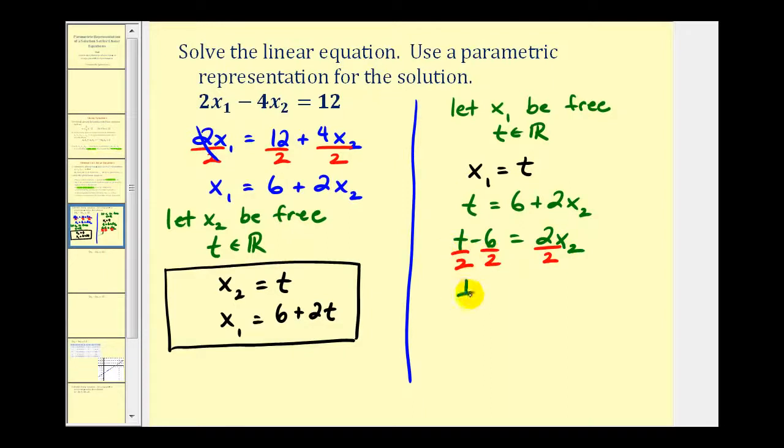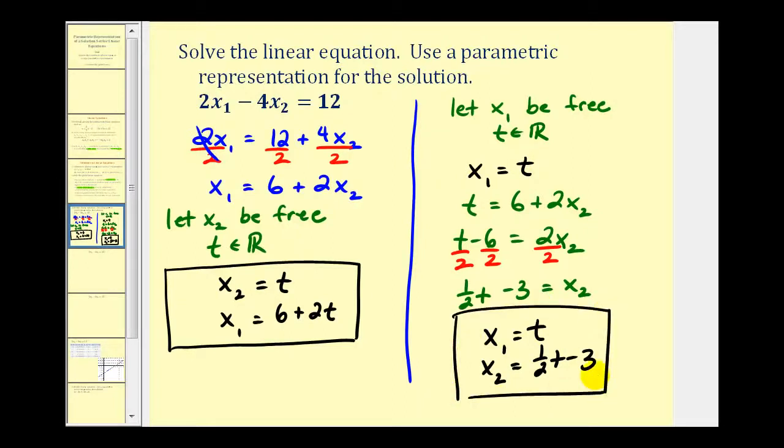We'd have 1/2 t minus 3 equals x sub 2. So we could represent the same solution parametrically as x sub 1 equals t and x sub 2 equals 1/2 t minus 3. These are two different ways to represent the solution parametrically.